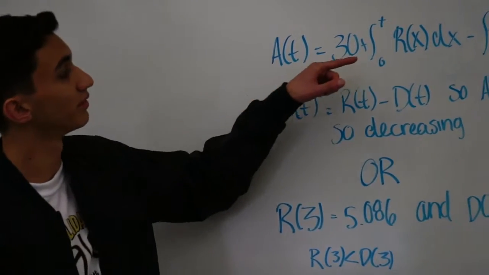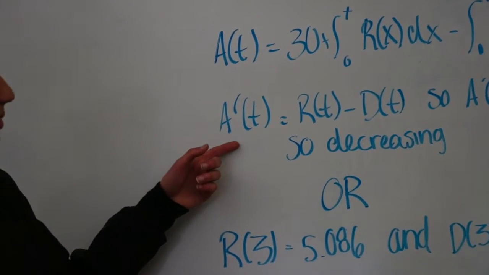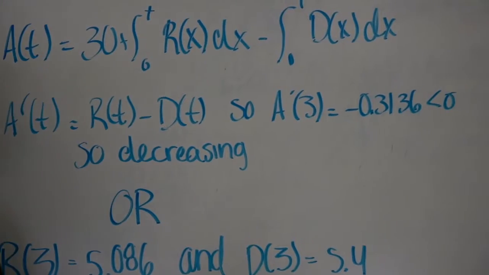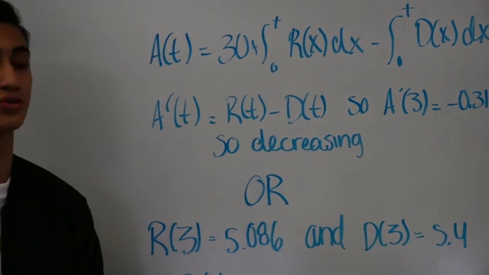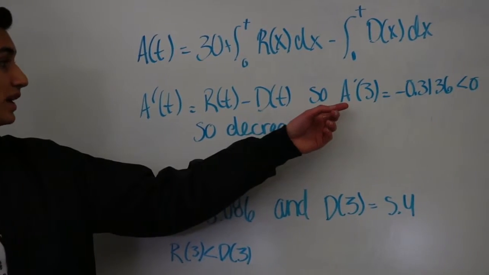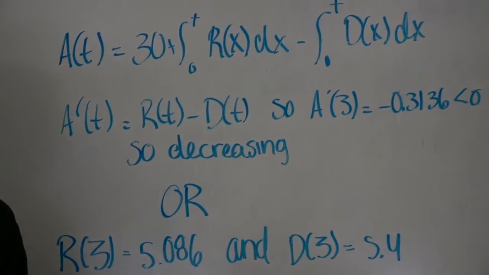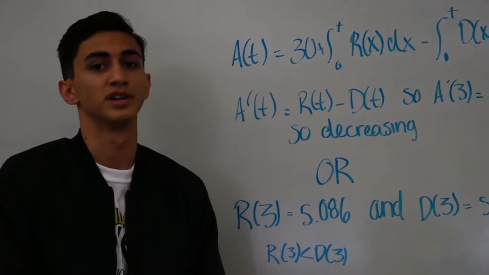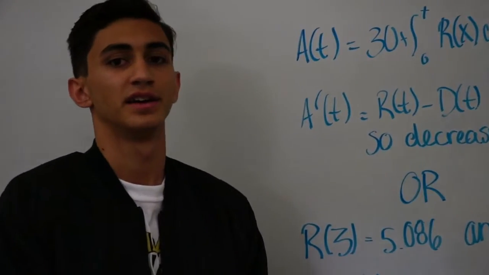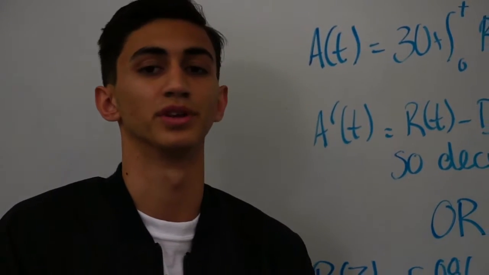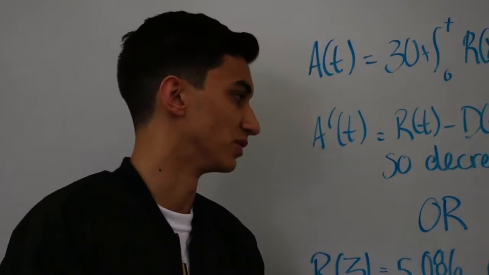So when we take the derivative of this equation, we end up with A prime of t is equal to R of t minus D of t. So we're looking at time t equals 3 hours. So then we're going to plug 3 into A prime, and we end up with negative 0.3136. Now this value is less than 0, so therefore we can conclude that the water is decreasing at time equals 3 hours. The rate of water is decreasing.